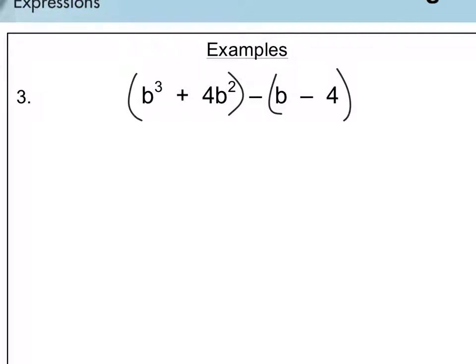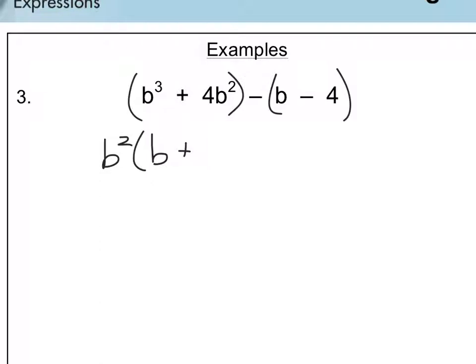Now I'm looking at this set of parentheses. The biggest number that goes into 1 and 4 is 1. There is no other number that goes into those. But in this case, they both have b's, and they both have 2 b's. So I'm going to take out a b squared. If I have 3 b's and I take 2 away, I only have 1 left in this case.